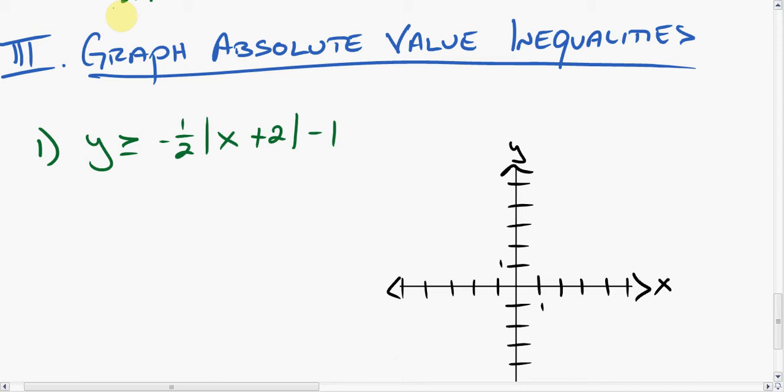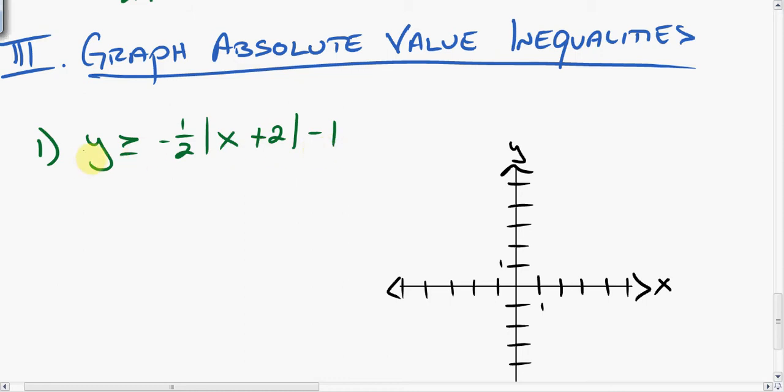Are you going to use a solid line or a dashed or dotted line? That just depends on if you have a greater than or equal to versus a greater than. But we know with inequalities there's also going to have to be some shading involved. So that's the extra step, but the actual first part is the same as in 2.7.